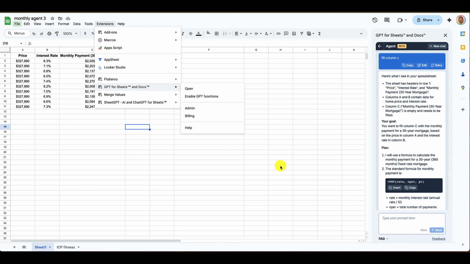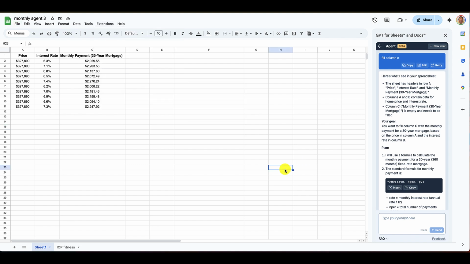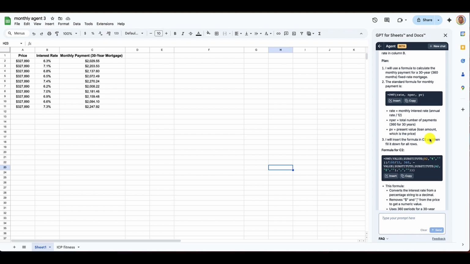Sheets and Docs. I wanted to take a moment and just go through the explanation that the agent gave me for this task I completed, or I had the agent complete, where I used it to figure out the monthly payment on a 30-year mortgage for a house I'm looking at based on 10 different interest rates. So the first thing it will do is tell you what it sees in your spreadsheet, and it determines your goal, and then it lays out a plan.